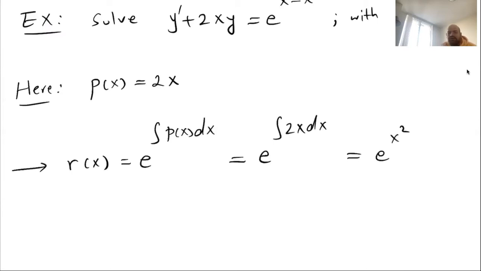Well, you could tell me here that the indefinite integral of 2x dx is x squared plus c. But in the context of the integrating factor, we can choose that c to be 0 because we are looking for just one integrating factor that works. We don't have to find all integrating factors. So the easiest choice for c is 0, and we have our integrating factor, e to power x squared.